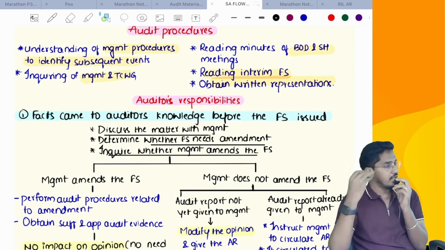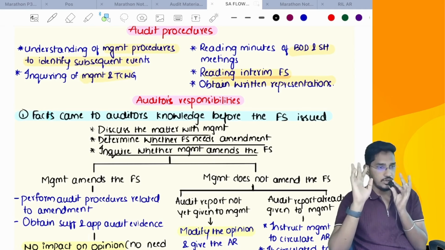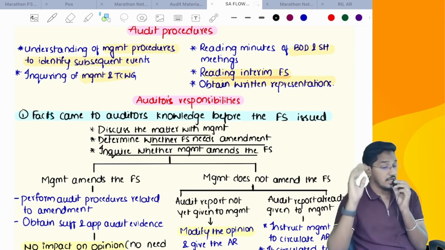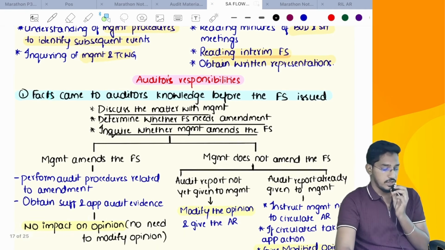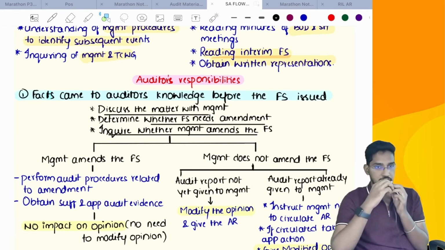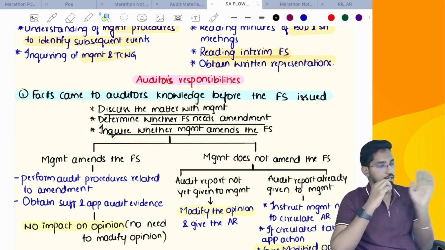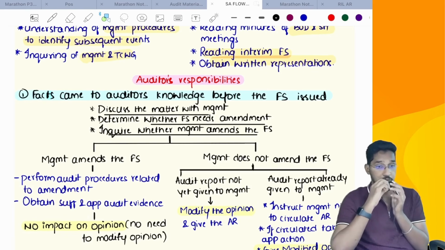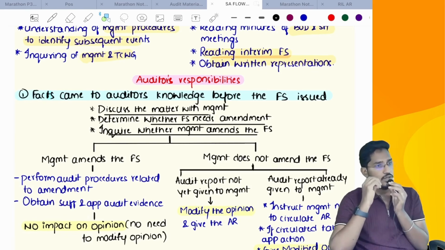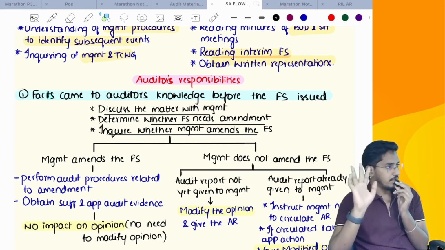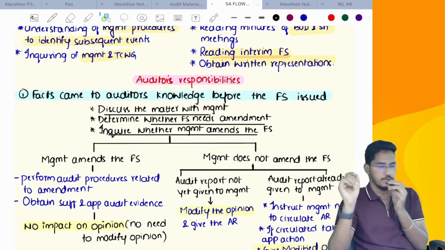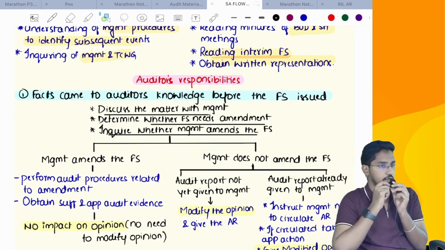If everything is okay, you will give an unmodified opinion, no issue. That means the old opinion itself will become relevant. But you have to do one small change here. Management has amended the financial statements, and you are happy that they did the amendment properly, but you are not required to give any kind of modified opinion. The old report is still valid, but one slight change you have to do: the date you have to change. Why?